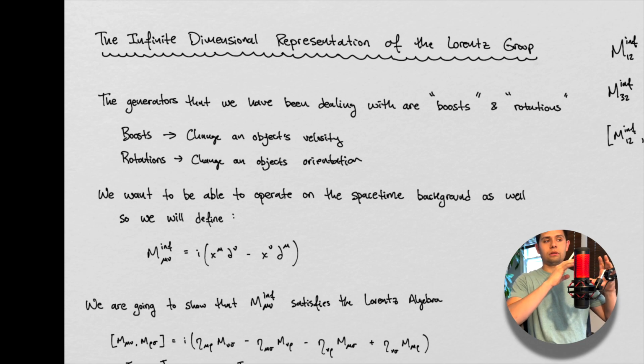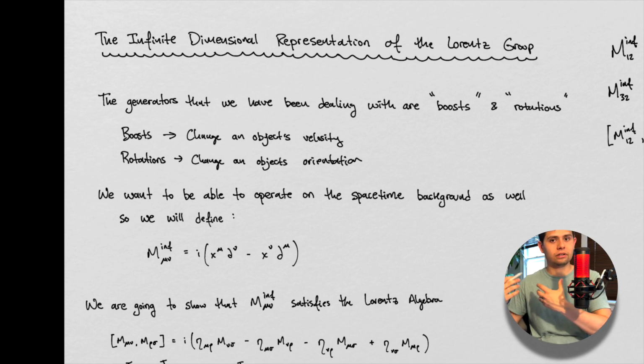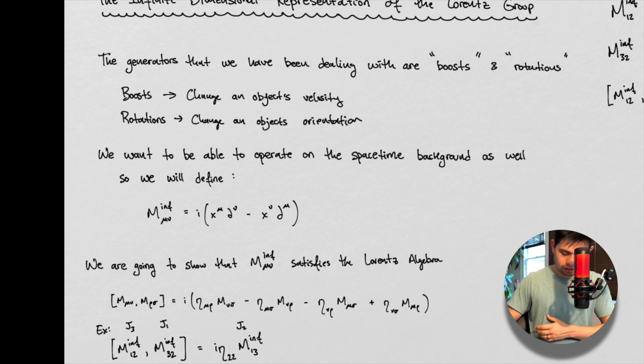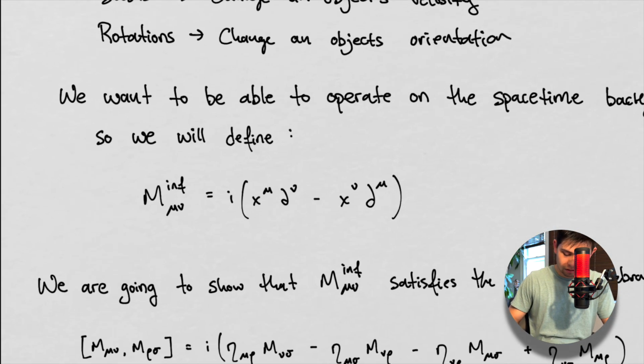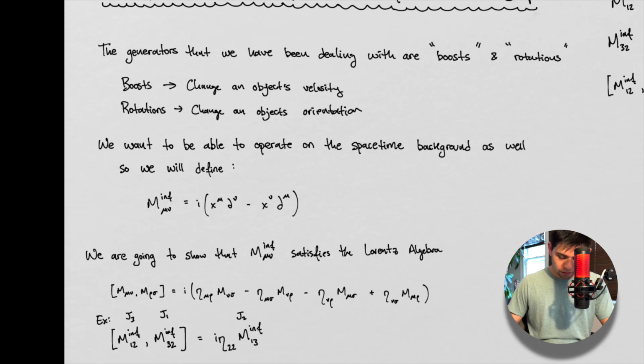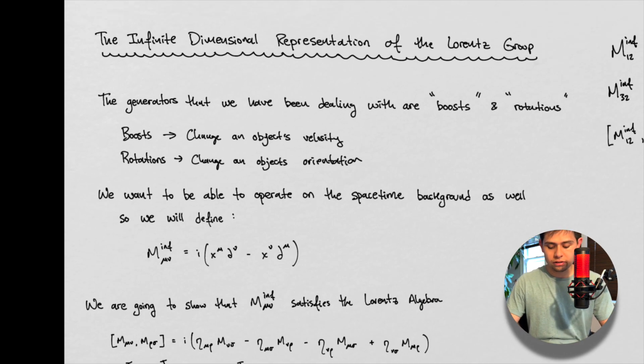So we have matrices, boosts and rotations, and now we have this operator thing that's a combination of derivatives and positions, essentially. And again, this is our field. This is our space-time, right? 4 vector. You can think of it like that. Okay, so that's our infinite dimensional representation of the Lorentz group, and we are getting close.